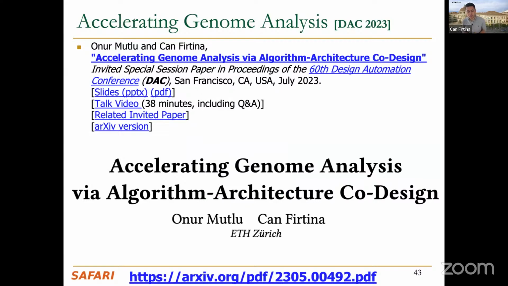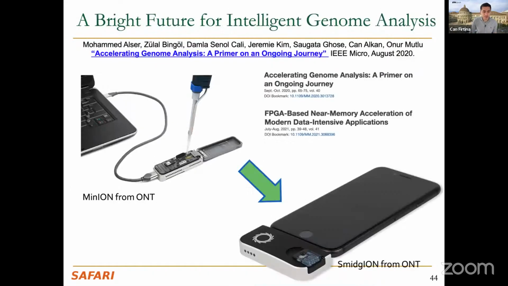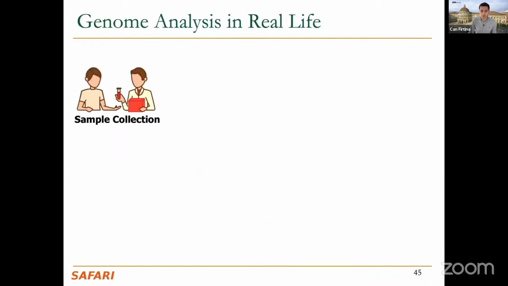And if you're interested in this direction, we have this paper that provides an overview of the hardware algorithm co-design works in the space of genome analysis, how we co-design algorithm and architecture to accelerate, as well as reduce the energy and improve the accuracy in genome analysis. You can take a look at this paper. We are also looking at how we can use new, emerging hardware to do the analysis, for example, newer sequencing technologies.